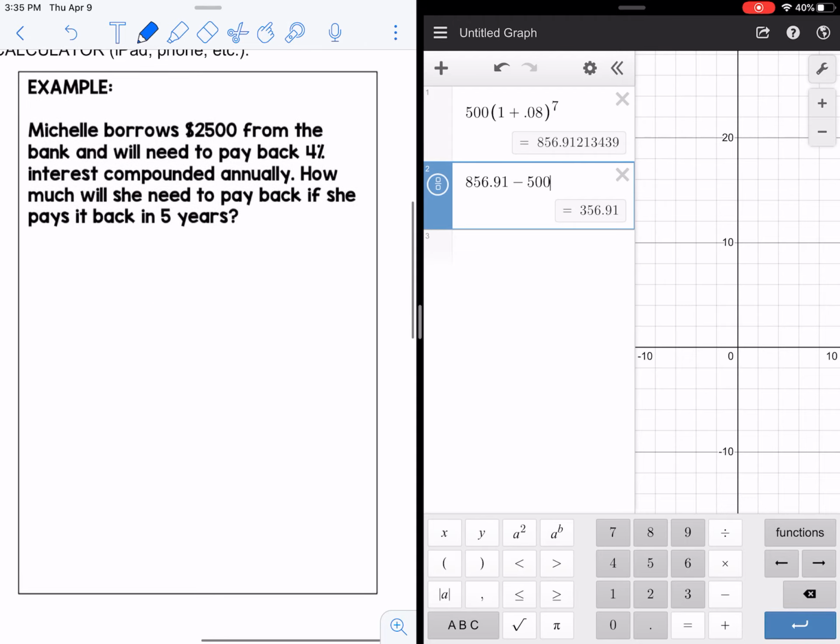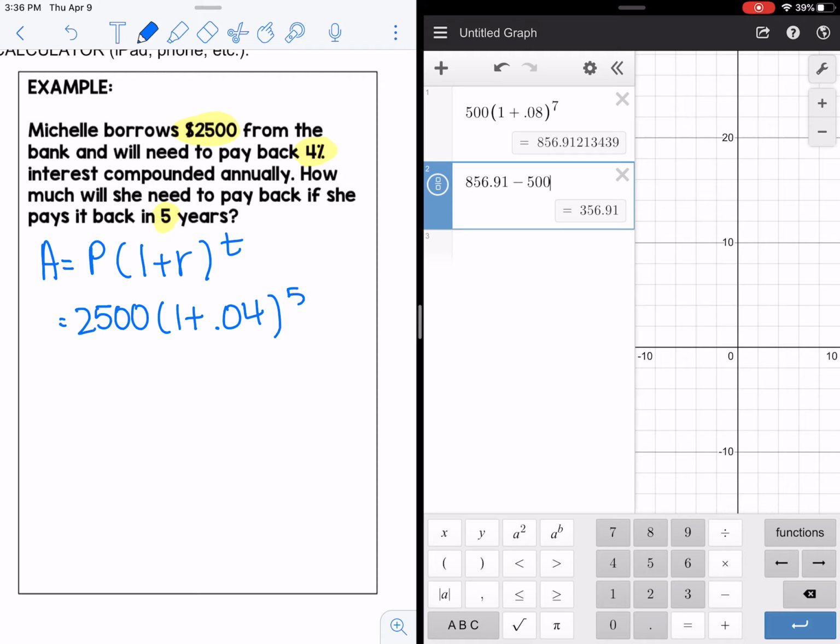Number 2. Michelle borrows $2,500 from the bank and will need to pay back 4% interest compounded annually. How much will she need to pay back if she pays back in 5 years? So I know I'm going to figure out the principal, the rate, and the time. And I'm just going to plug it into my formula, which is A equals P times 1 plus R to the t power. And then if you just plug it in, it's 2,500, 1 plus 0.04 to the t power.